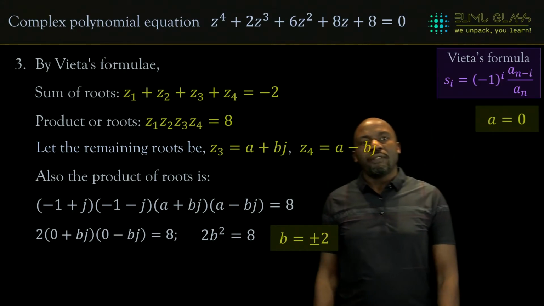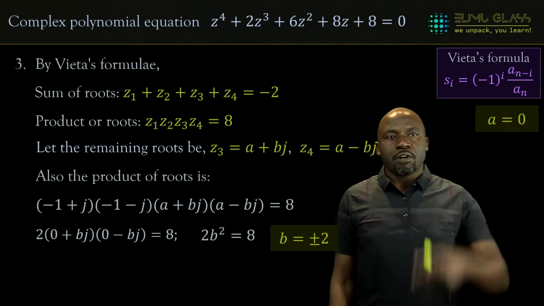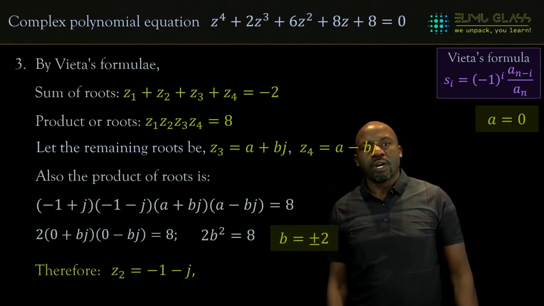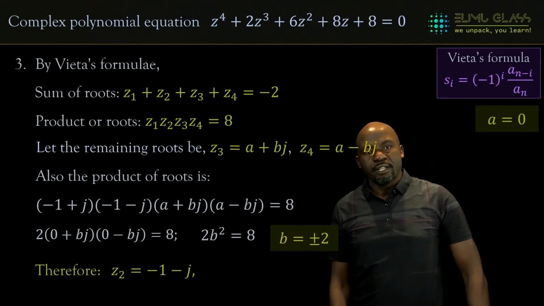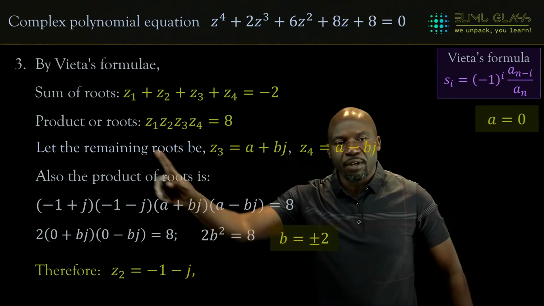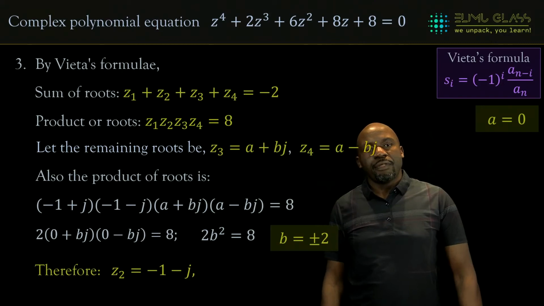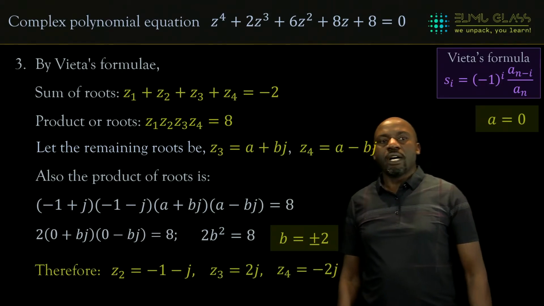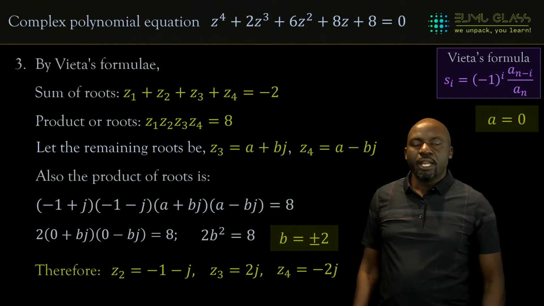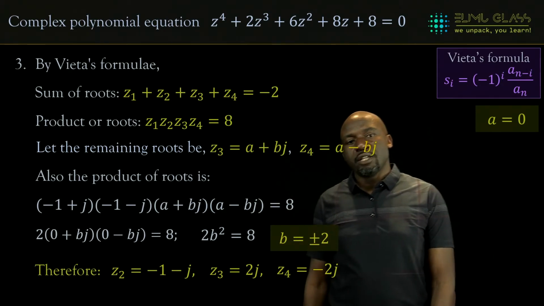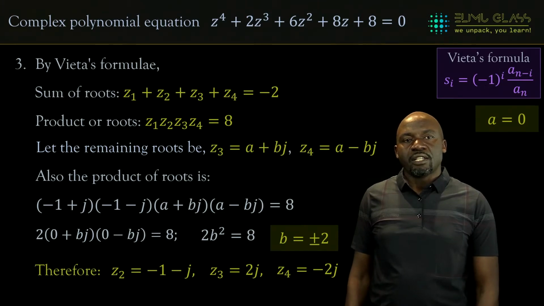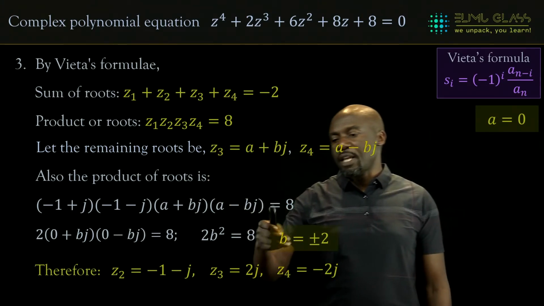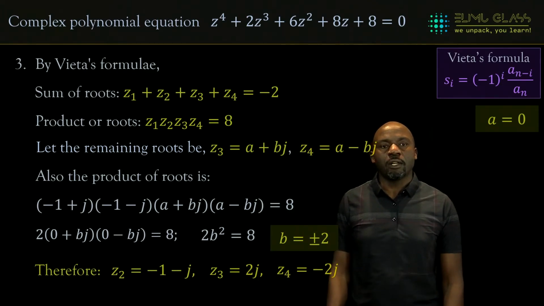And therefore the other 3 roots of this polynomial must be: the second one is minus 1 minus j, which was the conjugate of the one that was given. The third root must be 2j, and the fourth root must be minus 2j. There is another way we could answer this question, of course, and that is by working with factors, turning these into factors, but that just makes life sometimes a little longer.